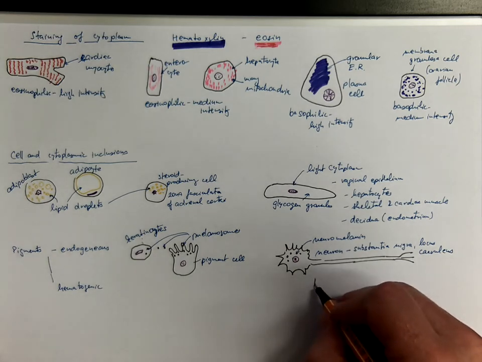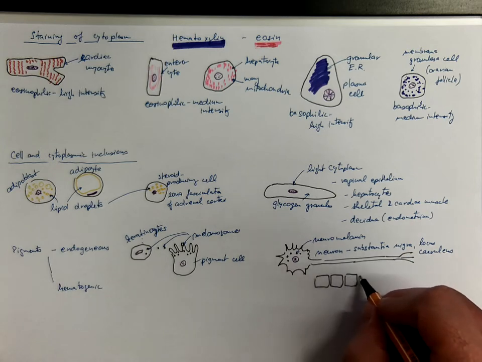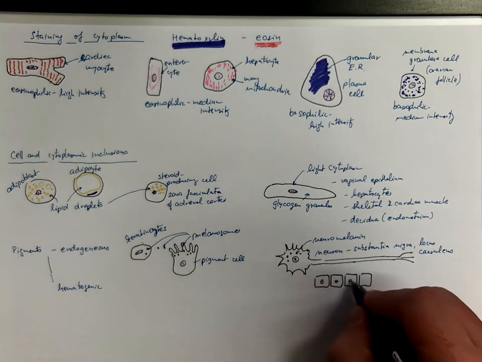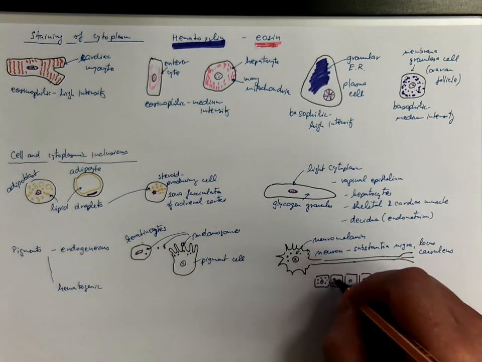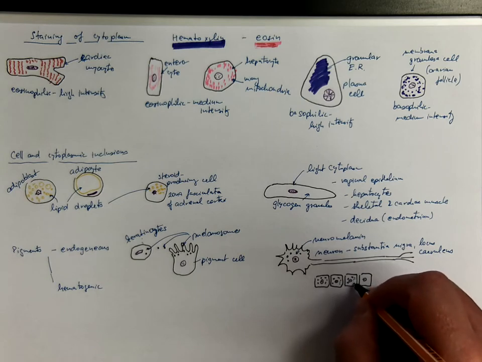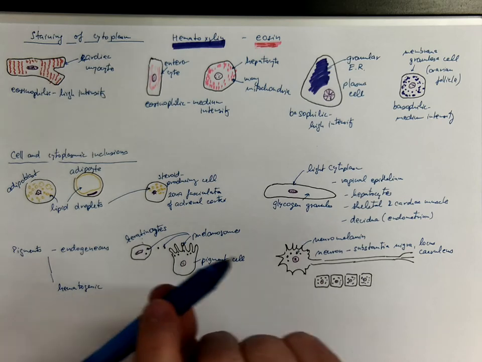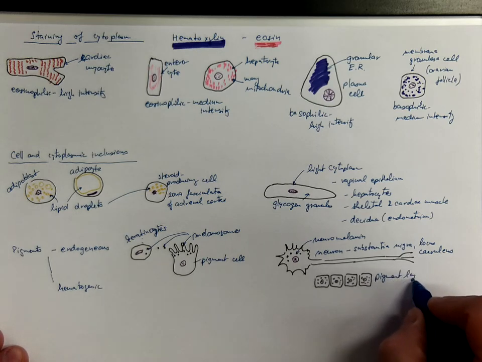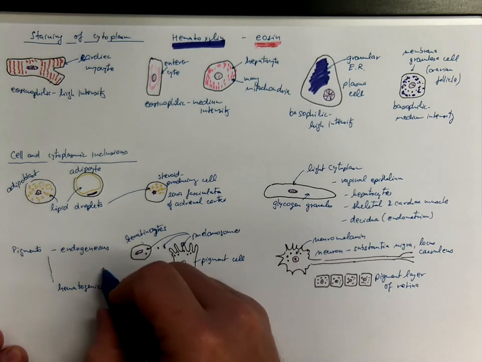Also, retina has pigment epithelium. It is in the shape of one layer of cuboidal cells and the cells are accumulating melanin as well, so that the pigment epithelium of retina, the outer layer to which the photoreceptors are directed. So that would be the pigment layer of retina. So that's the melanin pigment.